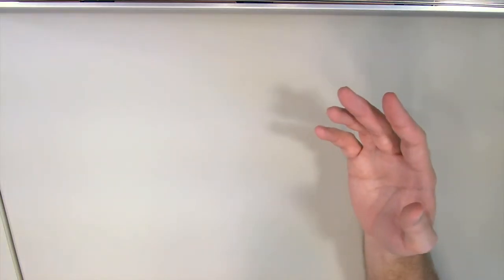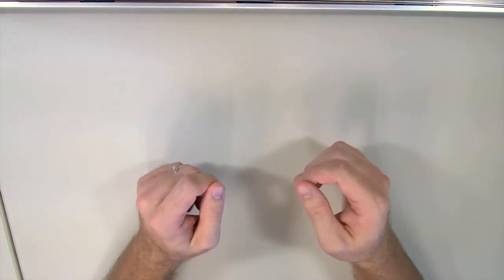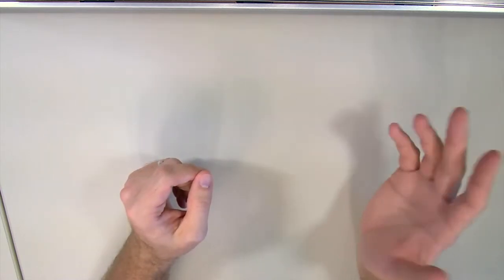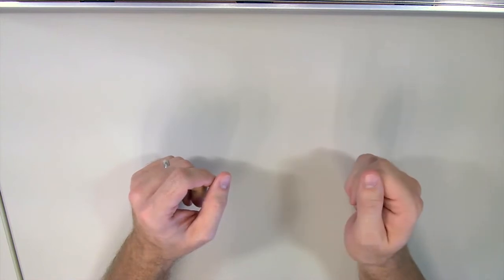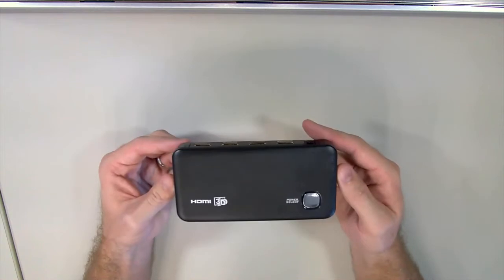Now what if you want to have more than two devices connected to your Cisco EX90? Maybe you have an iPhone, an iPad, an Apple TV, and you want to connect all of these up at the same time so that you can switch back and forth between them while you're on a call. To do this, you're going to need an HDMI switch.